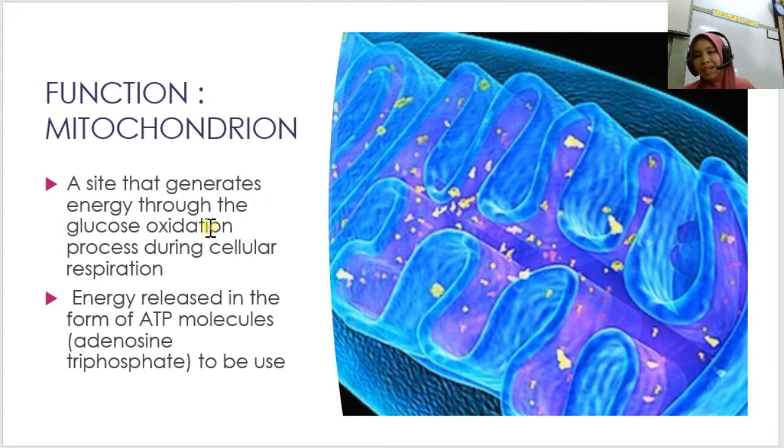If the question asks you about the function of the mitochondrion, your answer is a site to generate energy. Or you can just write generate energy by cellular respiration. That is the function of the mitochondrion. The energy released is in the form of ATP molecules. Dia dalam bentuk molekul ATP.